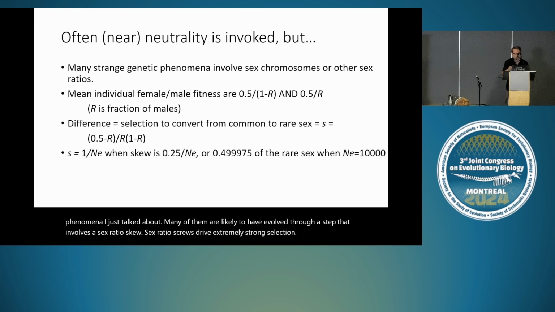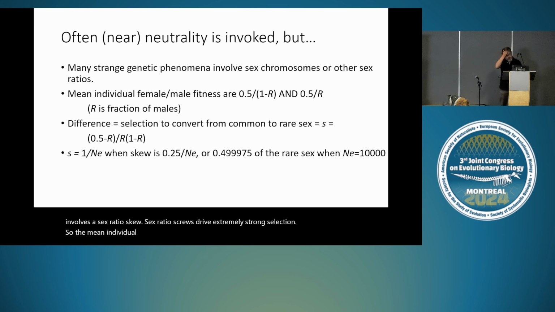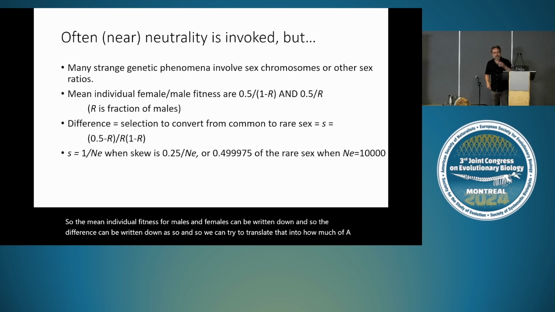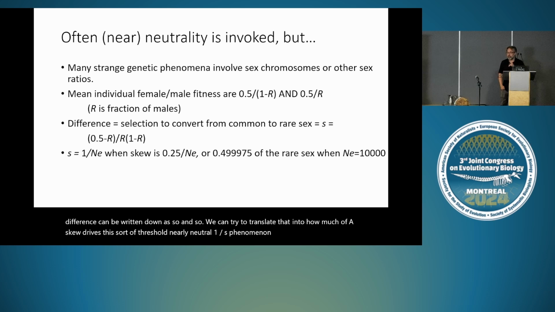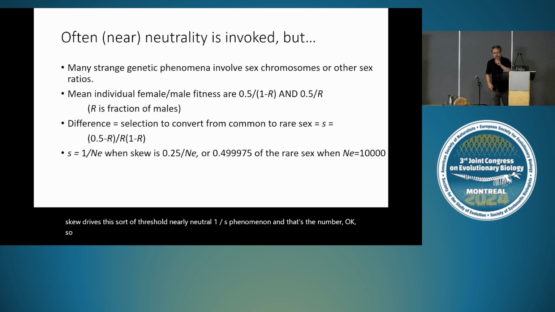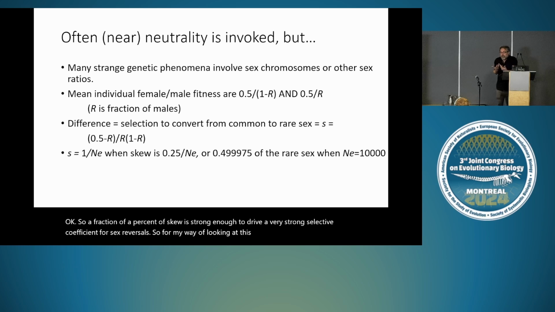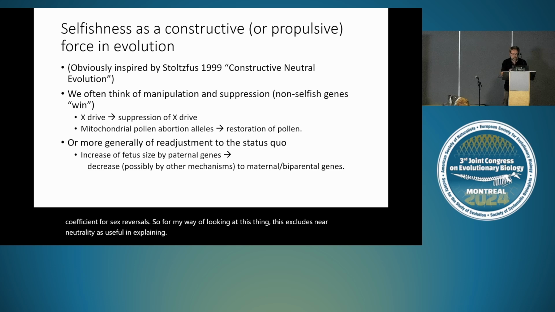So the mean individual fitness for males and females can be written down as so, the difference can be written down as so, and so we can try to translate that into how much of a skew drives this sort of threshold, nearly neutral 1/S phenomenon, and that's the number. Okay? So a fraction of a percent of skew is strong enough to drive a very strong selective coefficient for sex reversals. So for my way of looking at this, this excludes near neutrality as useful in explaining these things. So hopefully I'm going to offer you something and not just throw tomatoes at others.